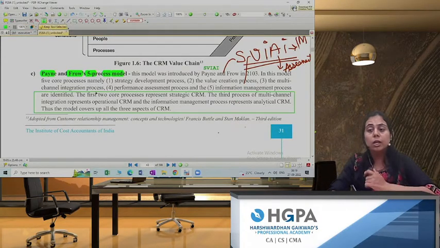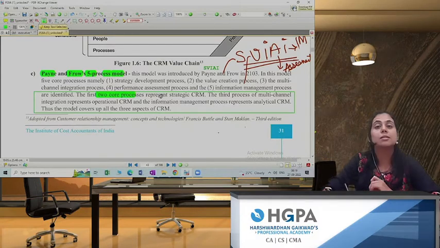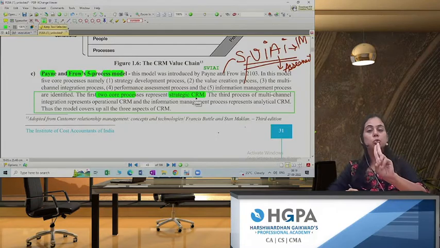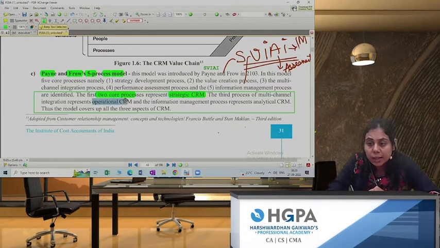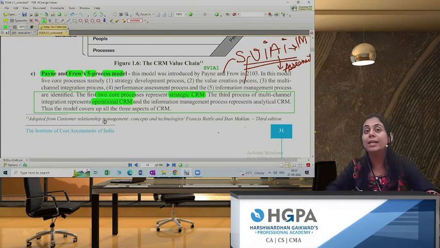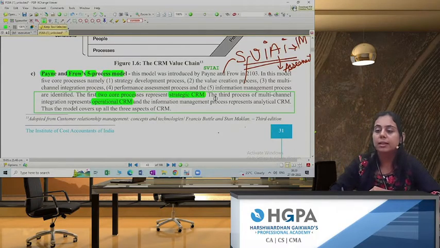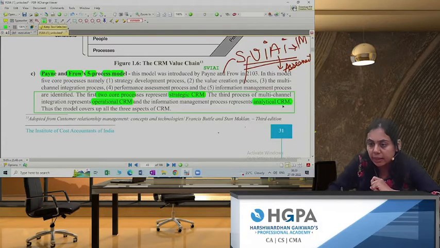But then what? The first 2 core processes represent strategic CRM. First 2 means S and V, that is the strategic development and value creation. That will be part of strategic CRM. Which will be the operational CRM? Operational CRM is where we are linking things, meaning the I, that is the multi-channel integration. And our last point, the information management process, will represent the analytical CRM.